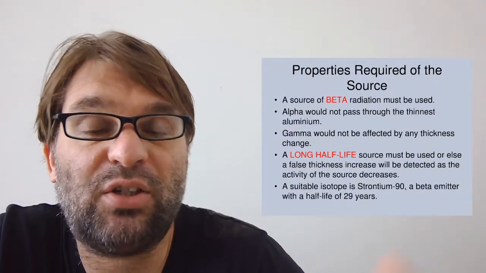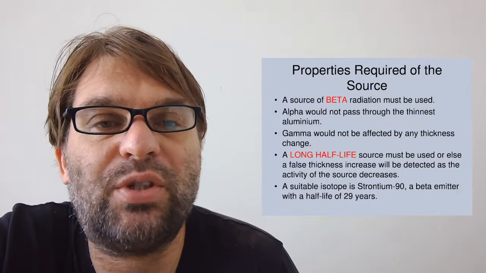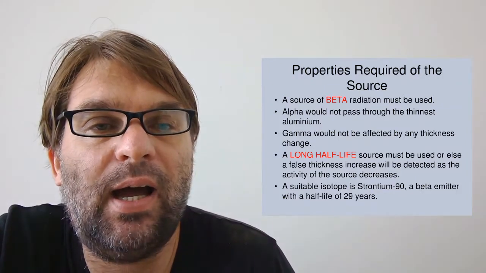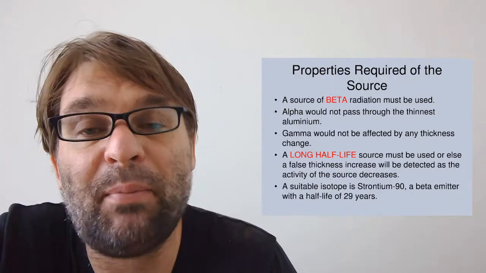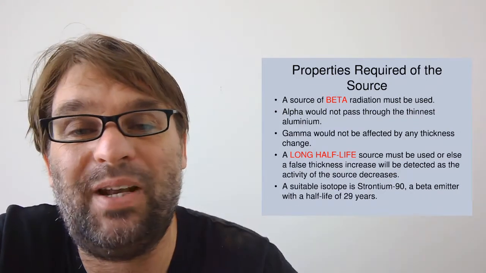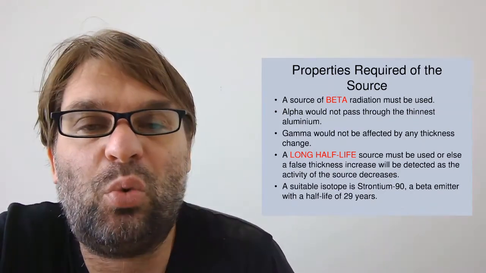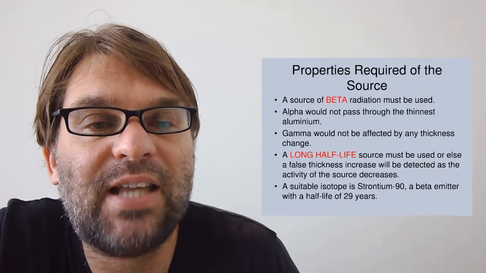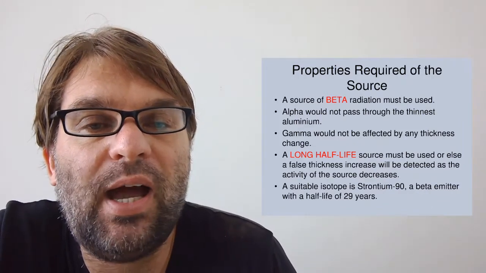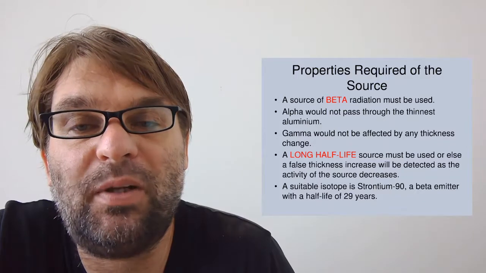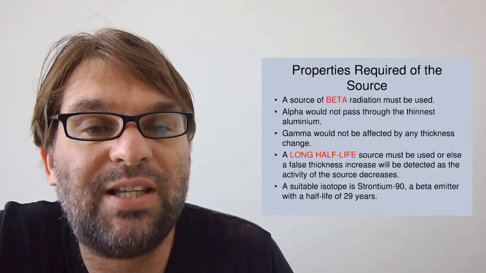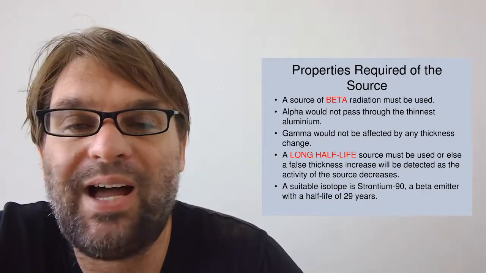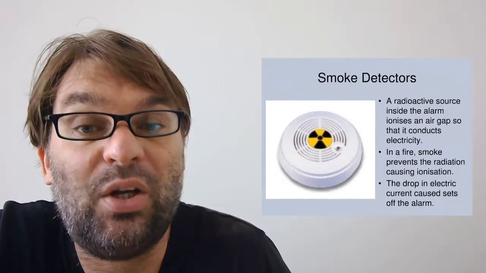So this is basically the properties of this particular source. It has to be a beta emitter because it has to pass through the paper. Gamma rays would be useless because they just shoot through no matter what the thickness was. Alpha particles wouldn't work because they wouldn't get through the paper. And it has to be a long half-life source in order to reduce the possibility of false positives. So the isotope suggested is strontium-90, which is a beta emitter with a half-life of 29 years.